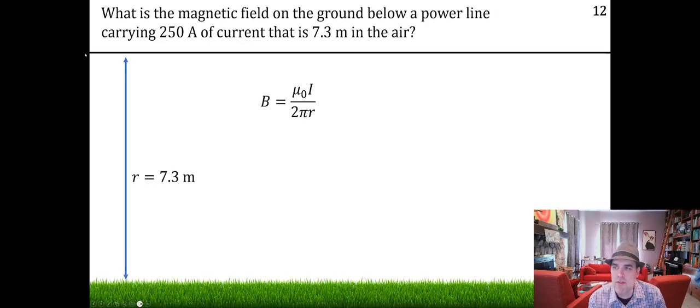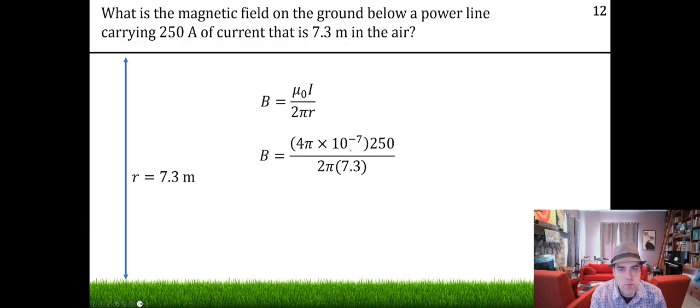All right, let's say we have this power line that's in the air. It's carrying 250 amps of current and it's 7.3 meters above the ground. What is the magnetic field strength on the ground due to the wire? So we can use our equation here, mu naught I over 2 pi r.